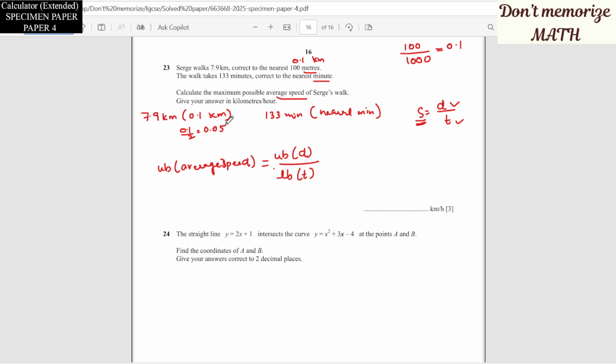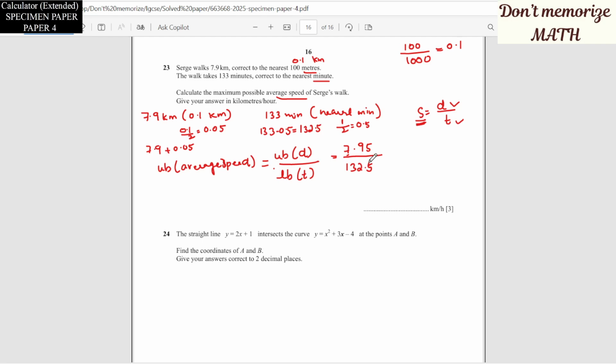So we need to find the upper bound. The upper bound will be 7.9 plus 0.05, that you will get 7.95, divided by the lower bound of time. It is to the nearest minute, so that means 1 minute. 1 minute divided by 2, you will get 0.5 minutes. So we need to find the lower bound. The lower bound will be 133 minus 0.5, that is 132.5. So the lower bound of time is 132.5.